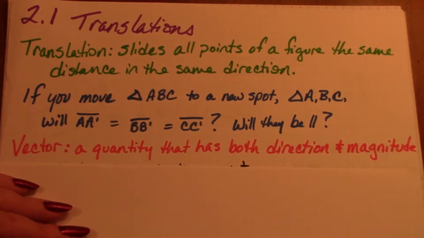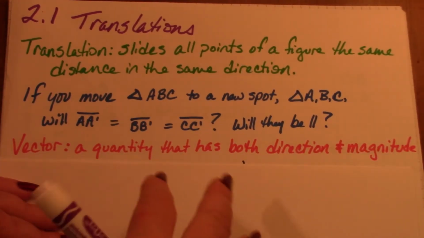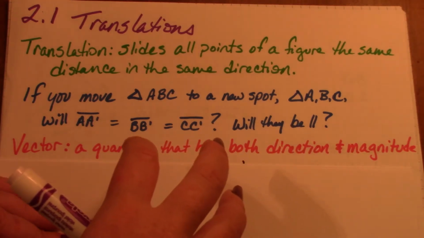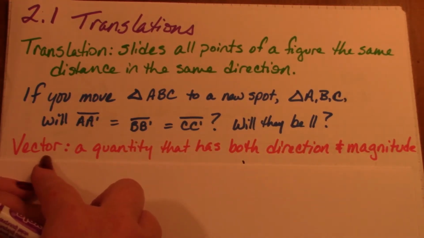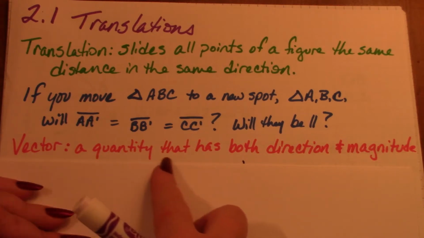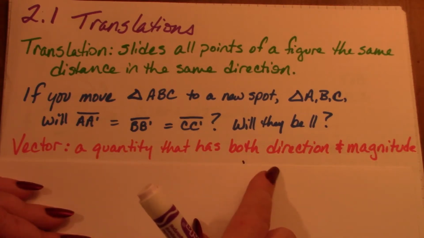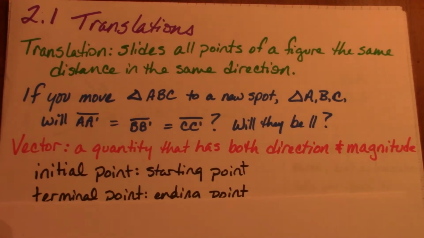So we're going to look at moving an entire set of points, and we're moving it along a vector. And a vector is a quantity that has both direction and magnitude. So it has an initial point and a terminal point.